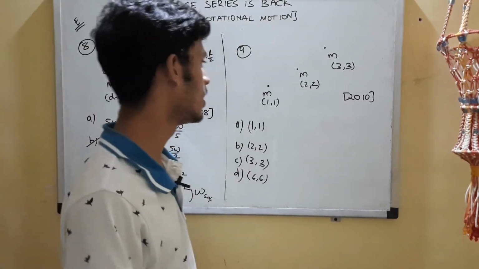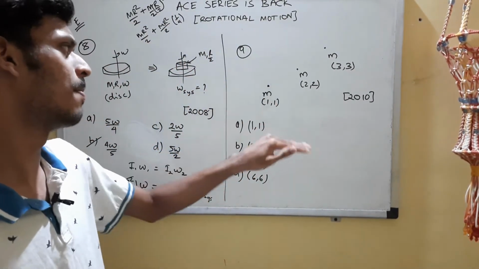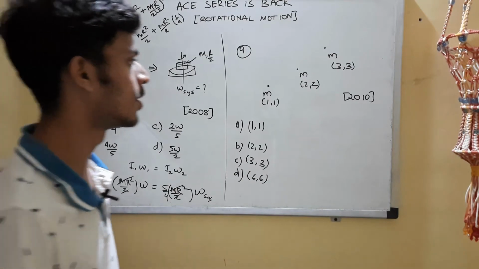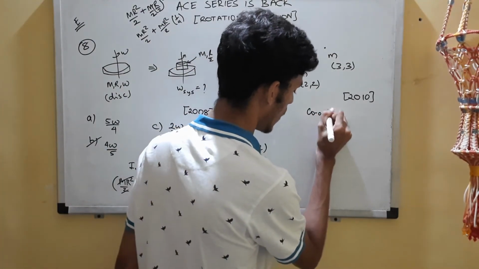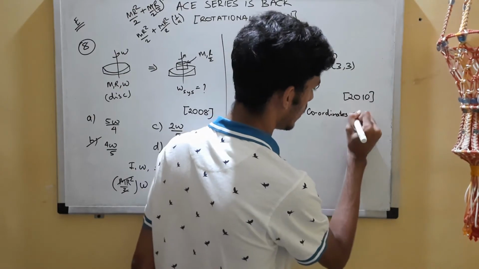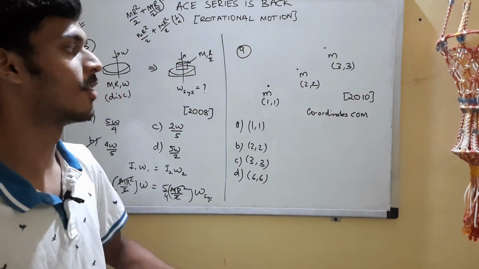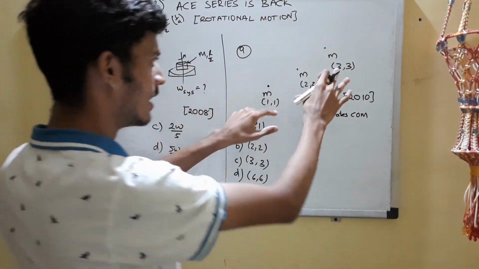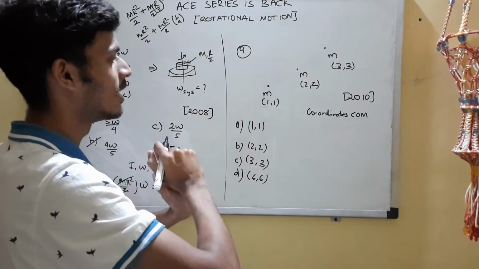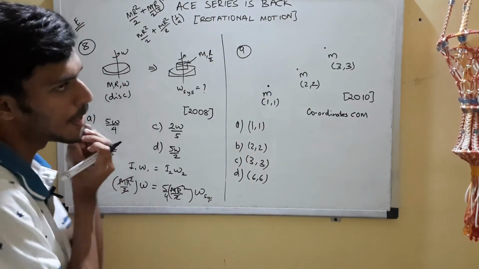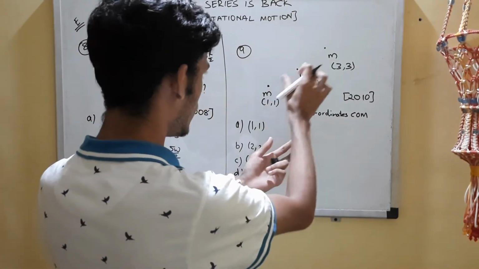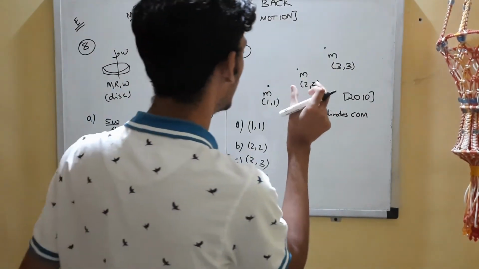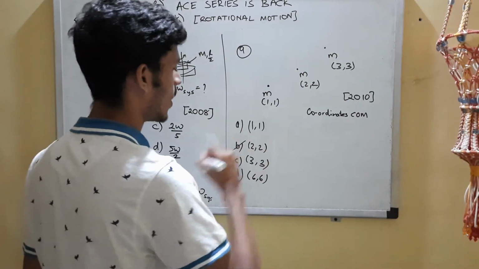Now coming to question 9, here you have three discrete masses m, m, m. You are also given their coordinates: 1, 1, 2, 2, 3, 3, the x and y coordinates. You are supposed to tell what the coordinates of the center of mass are. Now you have a formula for this, but the formula is for dummies. You can directly see the symmetry here. All three masses are m, m, m. They are equal, and this distance equals this distance, so this is the midpoint of the system. So the coordinates of the center of mass will be 2, 2.